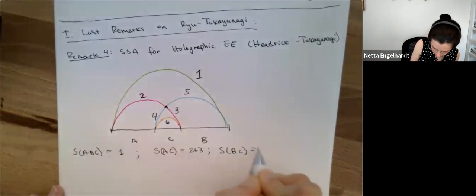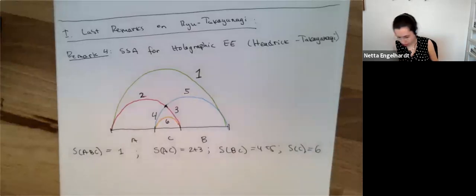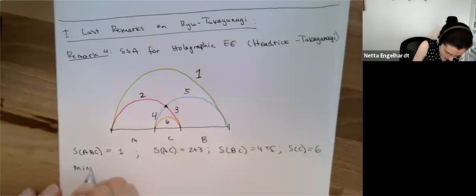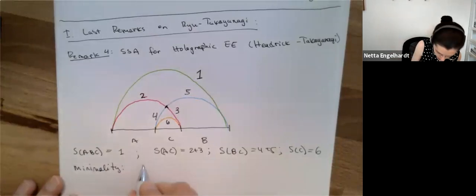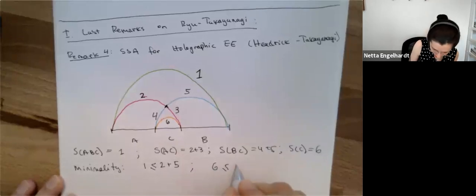S of BC is 4 plus 5, and S of C is just 6. The crux of this argument, just like the last argument we gave, is to use the fact that the surface that actually computes the entropy is going to be the minimal one. So we know for a fact that minimality guarantees for us that 1 is going to be less than or potentially equal to 2 plus 5, and also that 6 is going to be less than 3 plus 4.